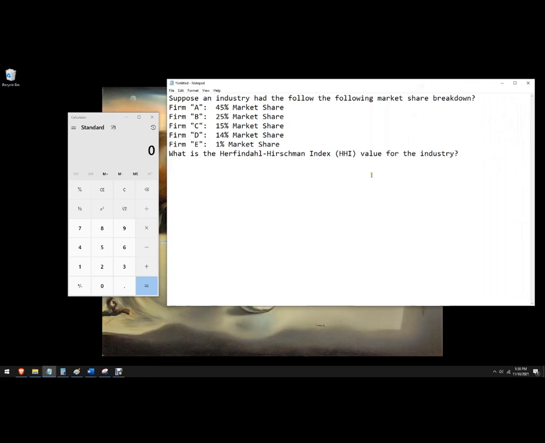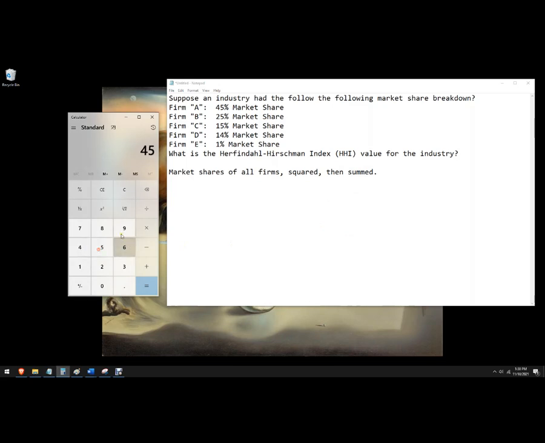So it's a pretty easy calculation. We're just going to take the market shares of all firms squared, then summed. So we're just going to add up the squares here.